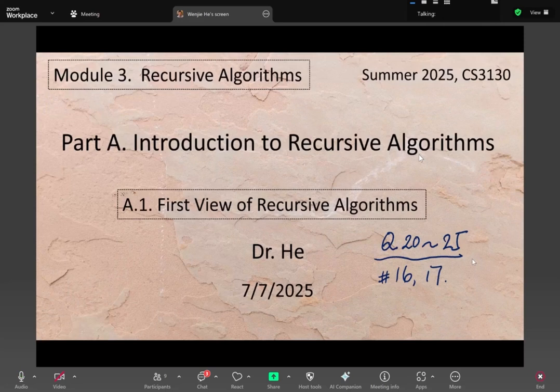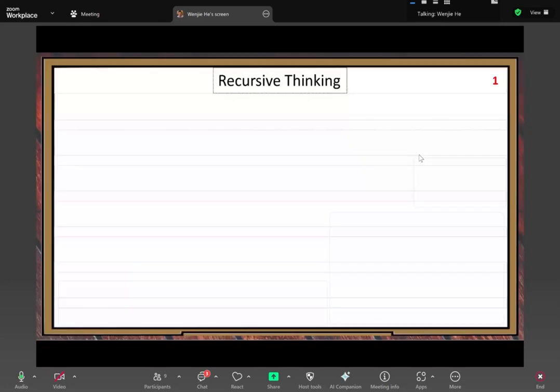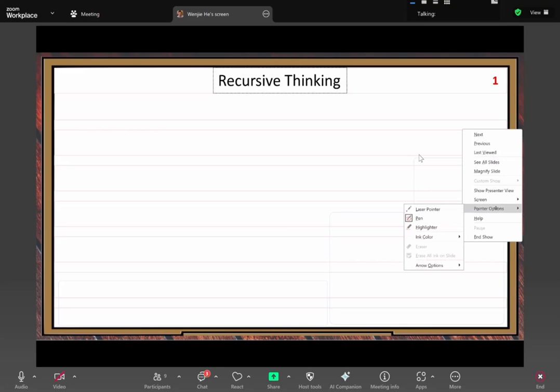Restart, then my remote control works. I mean, it happens a lot. Yeah. All right. Yeah.